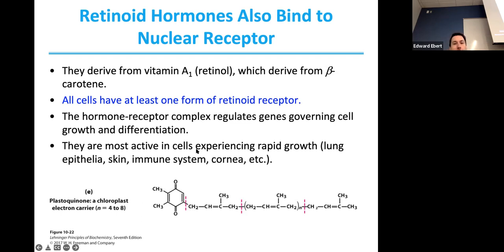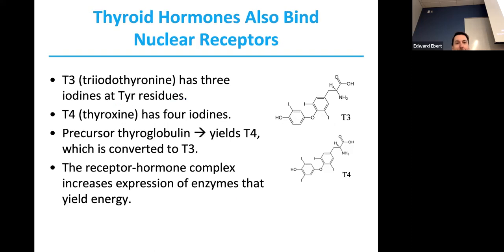These retinoid receptors are most active in cells that are experiencing rapid growth. So you look at epithelia, skin, immune system, cornea. Exactly. Yeah. So you start to lose plasticity. Part of that, there's a variety of things that combine with that, but these RXR receptors slowing down in there as well. It's why maybe vision starts to go when you get old as well, and all that good stuff in there.